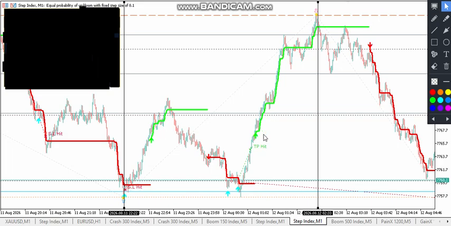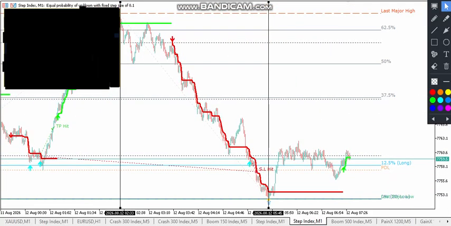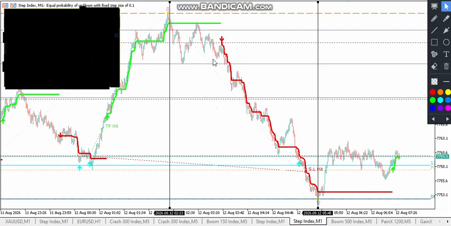And we have another opportunity here until we reach the opposite side of the last major high. Sometimes the market might print this particular trade on this level and pull it down, but you should wait for this particular arrow to have your full profit on this particular trend. And you can see that's exactly what is happening here.